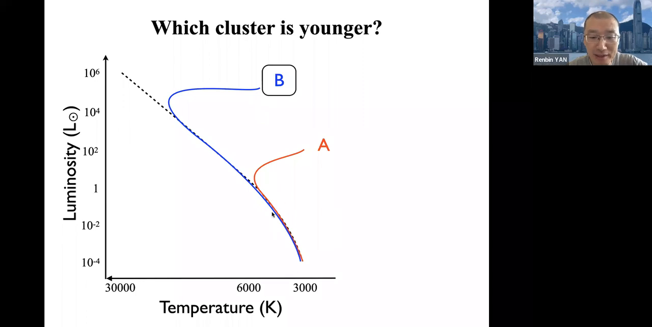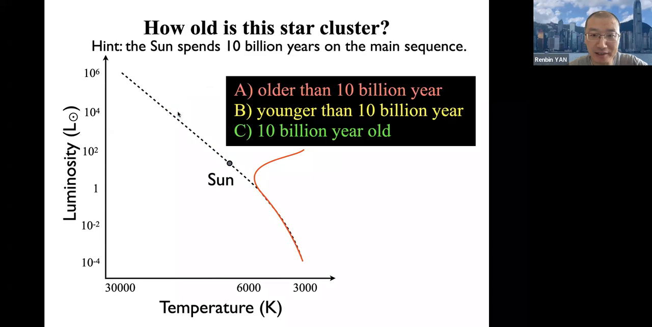But the low mass stars will still be remaining on the main sequence, so that it will form this kind of shape. And you can see cluster B still has more massive stars than cluster A. So the stars in cluster B have not died, so B must be younger.